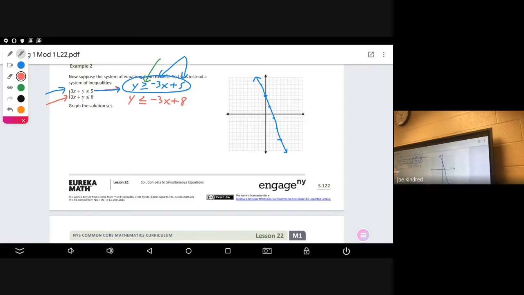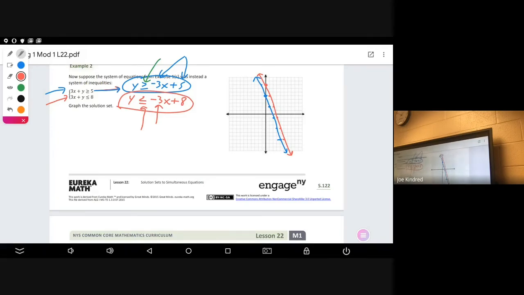Let's graph the red equation. Graph this now. Positive 8. 1, 2, 3, 4, 5, 6, 7, and 8. Same slope. Down 3 over 1. You can see, we got parallel lines here. And then I draw this line here and notice that these are parallel. Although this says y is less than.